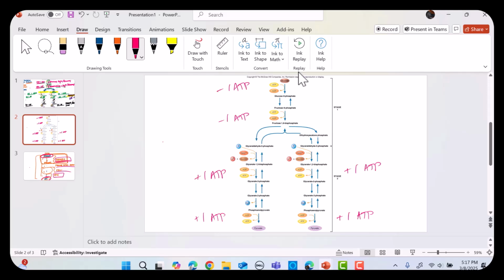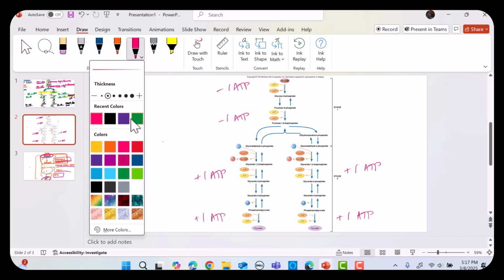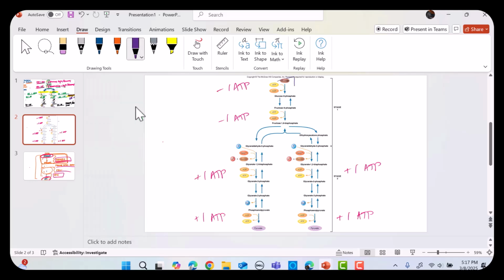So if I start out, we'll pick colors for different stories. We're going to say per glucose. And what we're going to talk about first is how many did I make versus net or yield. Those are the biochem words you're going to see. So net or yield. So per glucose, how many ATP did I make? This is my gross, not counting anything it cost me to make them.